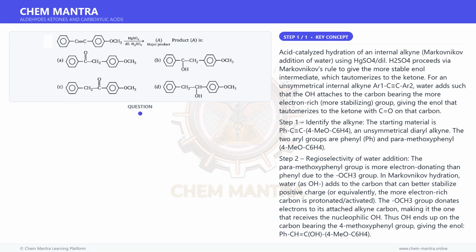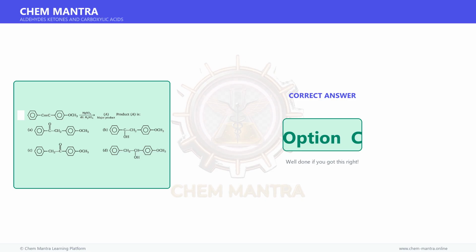Option B. A secondary alcohol would require incomplete reaction or reduction, not simple hydration and tautomerization. Option D. An alcohol product, PhCH2CH(OH)-C6H4OCH3, would require hydrogenation, not acid hydration. Therefore, the correct answer is option C.